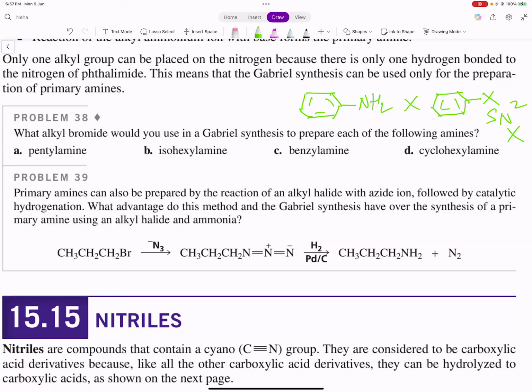Okay, you can send and you can also look at the problem 39. Okay, look at it at home in the homework.